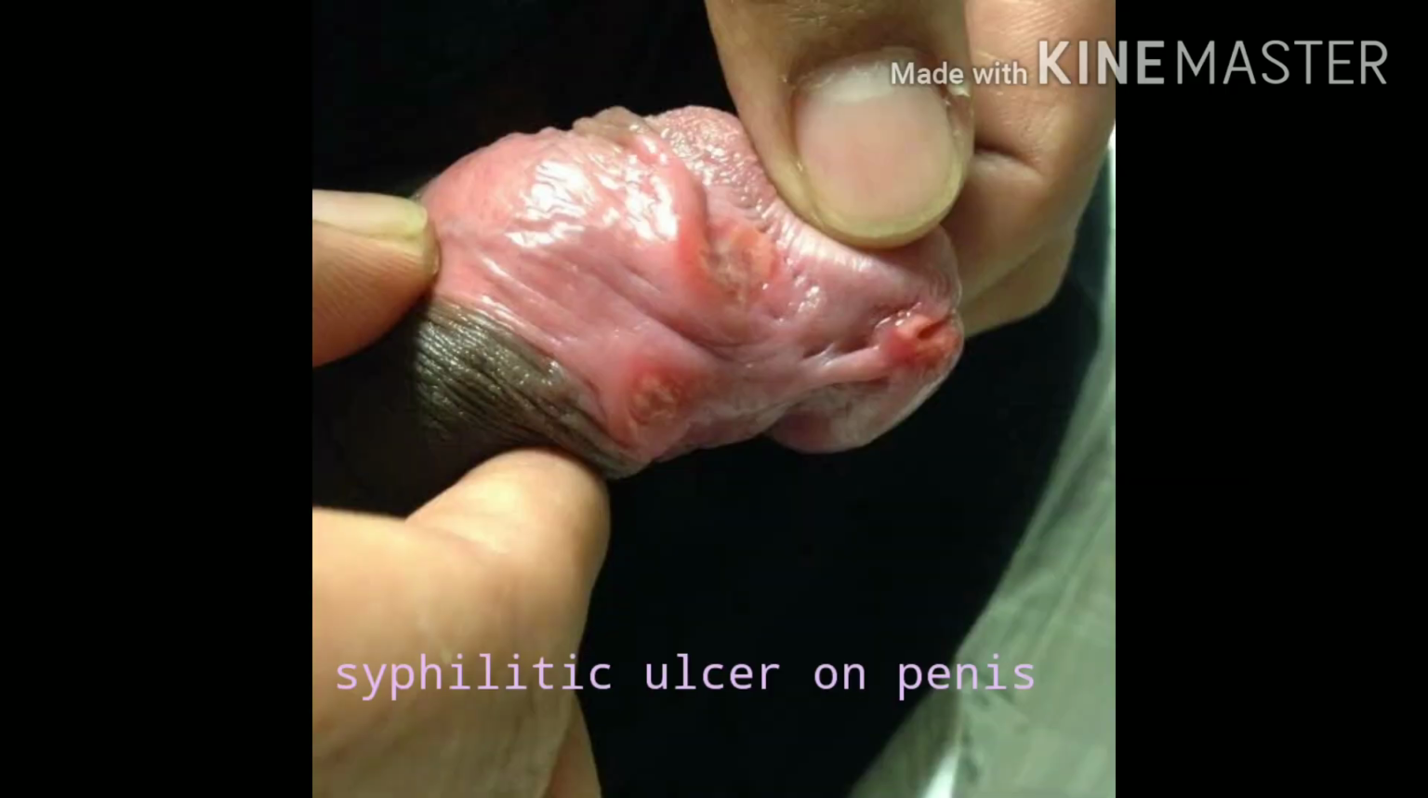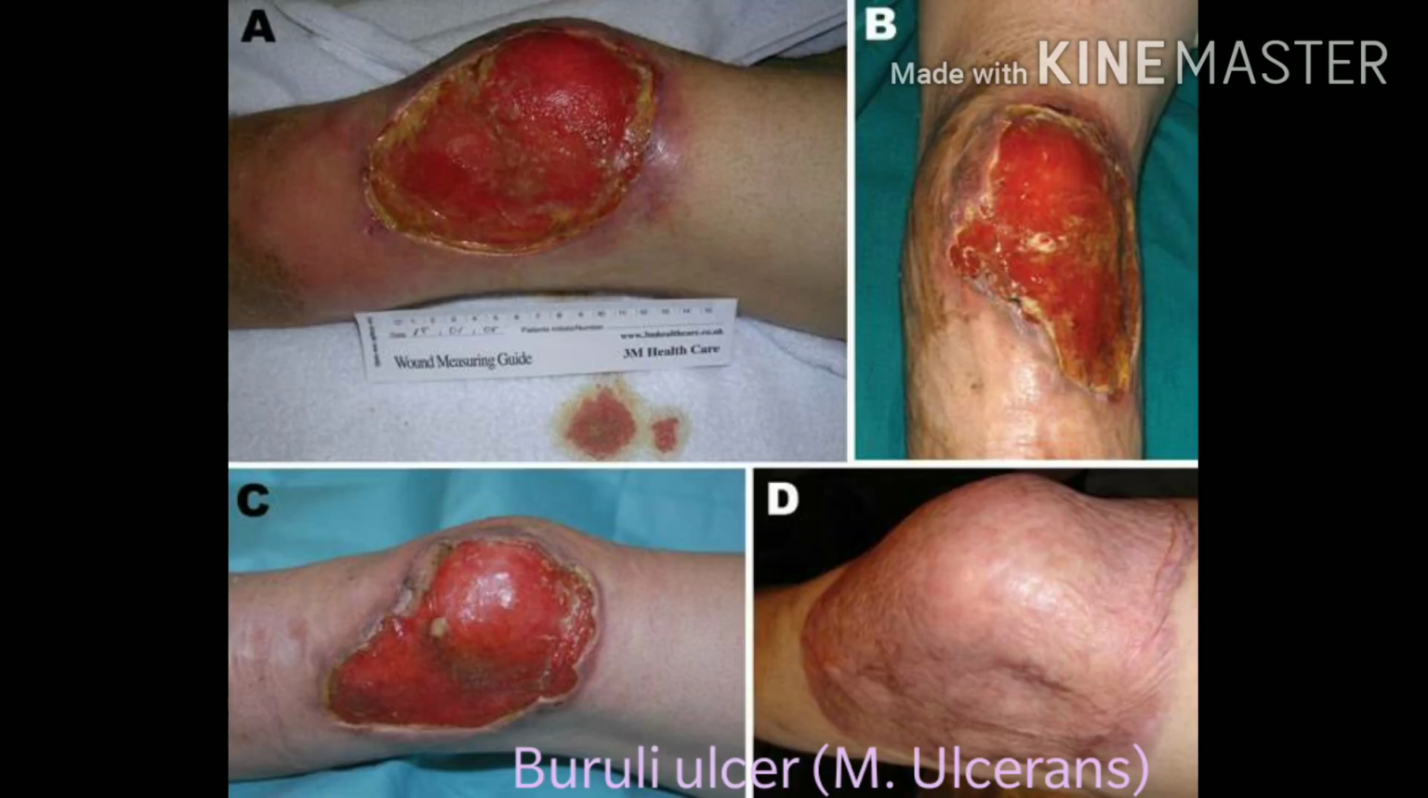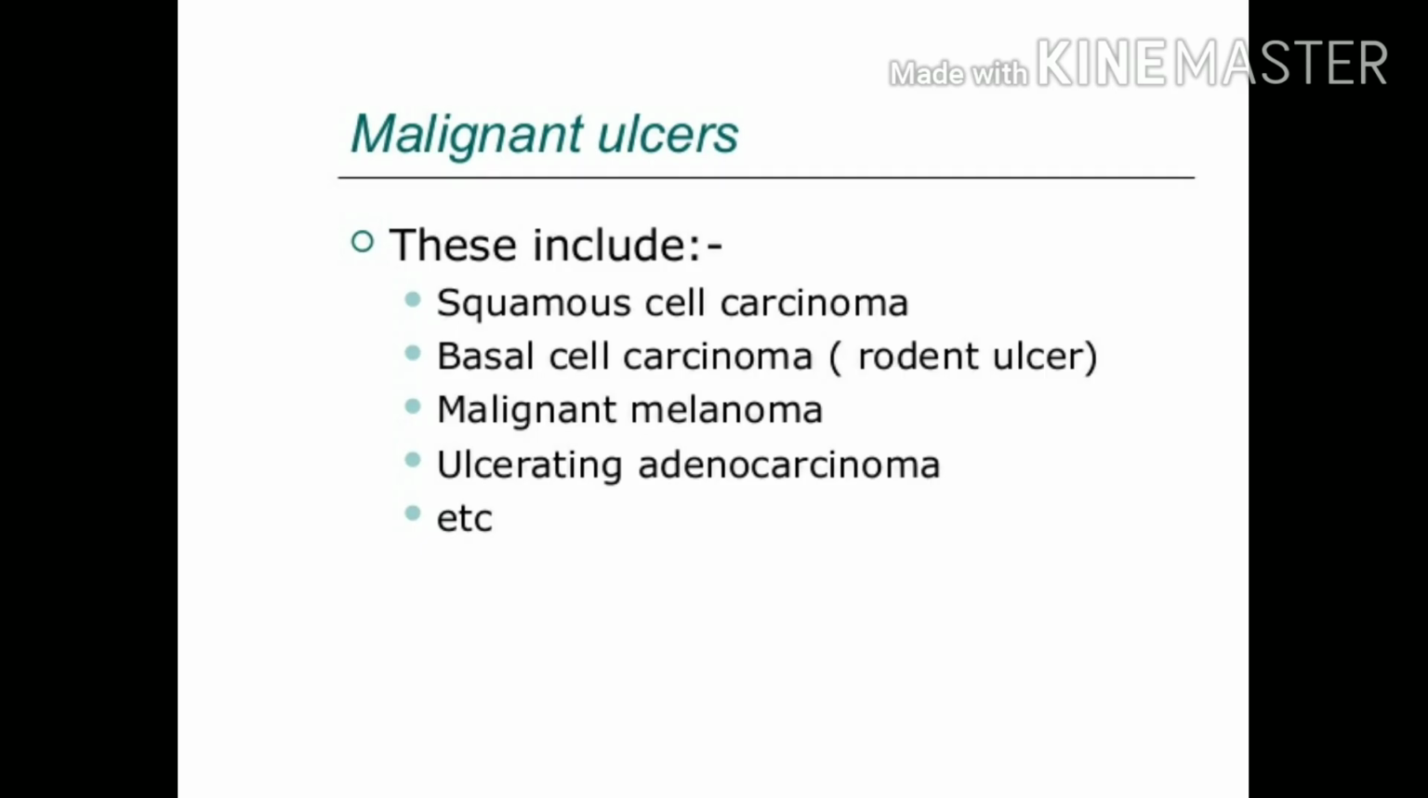This is the syphilitic ulcer on the penis. This is a tubercular ulcer which is seen over the chest wall. This is Buruli type of ulcer which is caused by Mycobacterium ulcerans. Now coming to malignant ulcers, this will include squamous cell carcinoma, basal cell carcinoma which is also called rodent ulcer, malignant melanoma, ulcerating adenocarcinoma, etc.